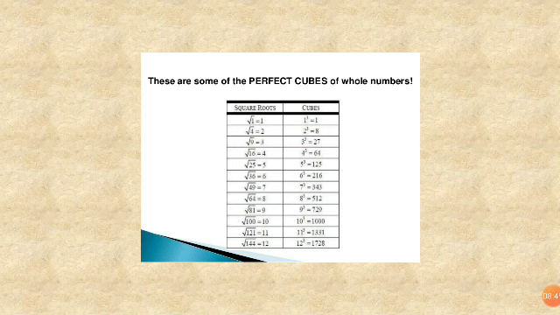So cubes. Cubes means 1 cubed is 1. 2 cubed is 8. 3 cubed is 27. And so on. 12 cubed is equal to 1728. Did you understand?